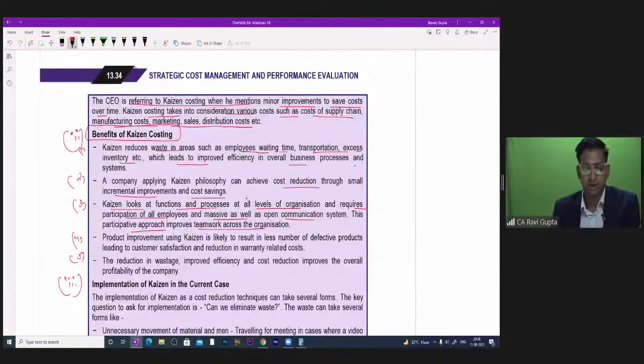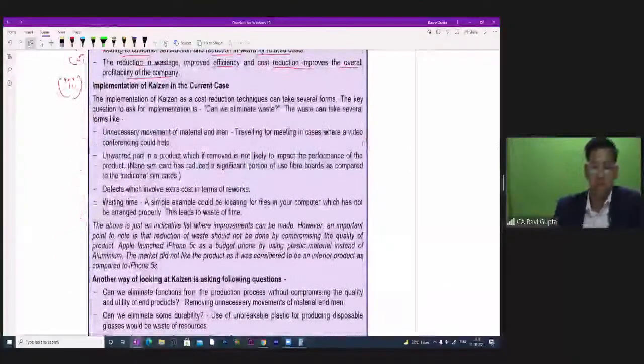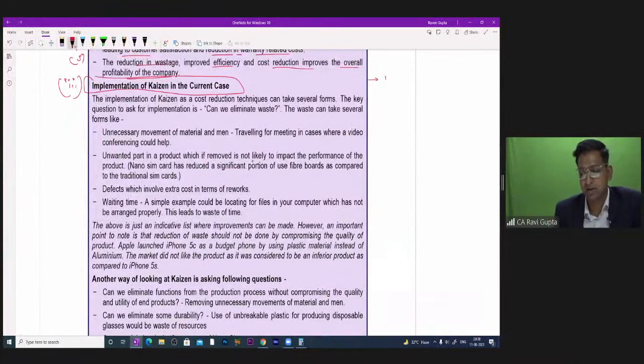Then fourth, product improvement using Kaizen is likely to result in fewer defective products, leading to customer satisfaction and reduction in warranty-related cost. The reduction in wastage, improved efficiency, and cost reduction improve the overall profitability of the company. Then talking about the implementation part, this is really very important, you can consider it for 10 marks.